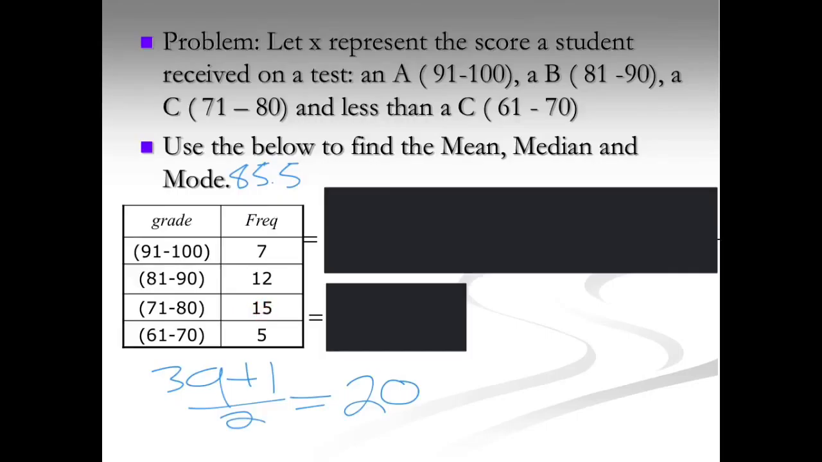And so it doesn't matter which area we start from, but you're going to add together the frequencies until you get to the 20th frequency. And so either way you do it, you're going to end up getting that we have something between 71 and 80. So once again, we're going to average that to say that our median is then going to be 75.5.